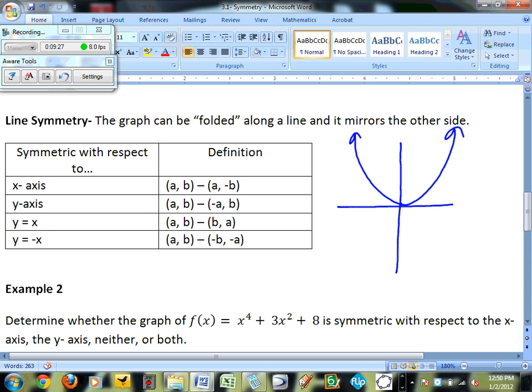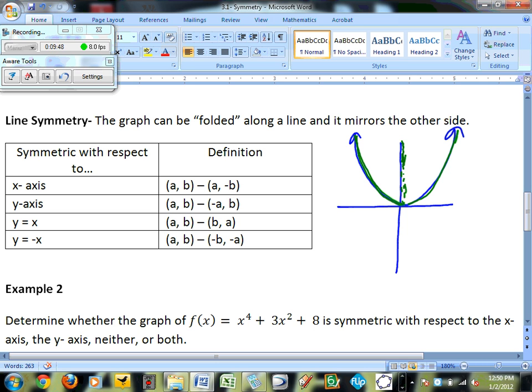All right, and if you pretend here that the y-axis is a line on a paper and you could fold that thing and fold it across, say this green side here. If I folded across this line, this green side would land exactly on the other side. So that would be symmetric with respect to the y-axis.